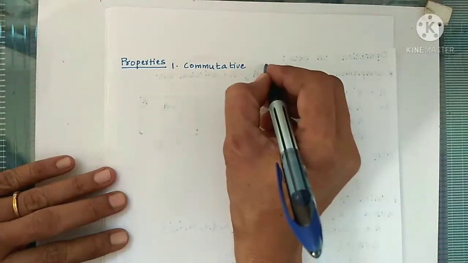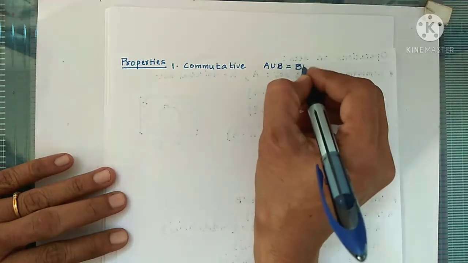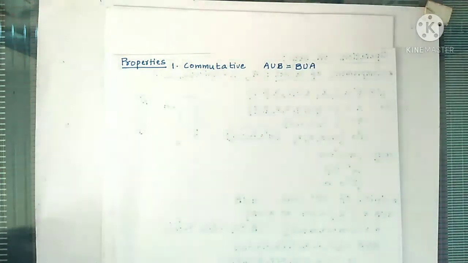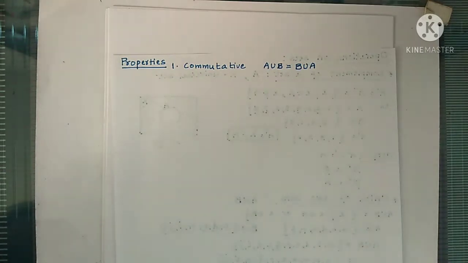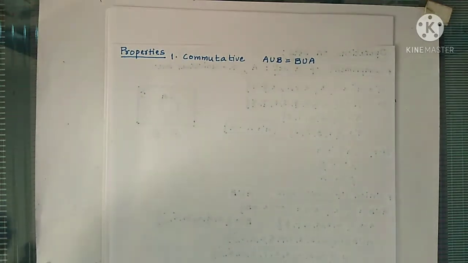So the commutative property for union is A union B is the same as B union A. For A union B, we have to write elements of A and then elements of B. Only thing we have to consider is the element should not be repeated. And for B union A, first we have to write elements of B and then elements of A, again without repeating the elements. But here, while writing A union B or B union A, the sequence or the order does not matter. So that's why A union B and B union A both are the same.